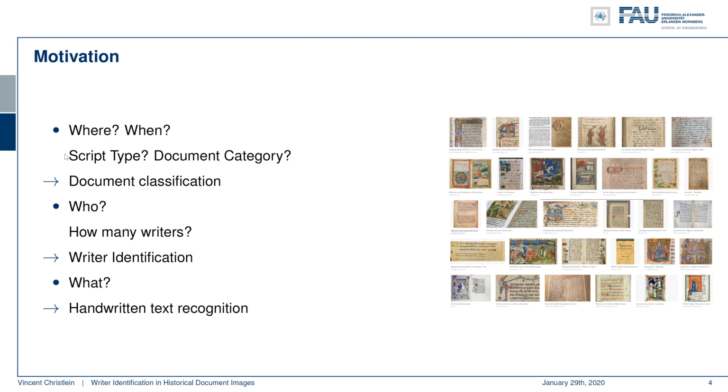From a computer perspective, we can put this in categories. Where or when something was written, and script type classification, fall into the category of supervised or unsupervised document classification. Who wrote it, or how many writers do we have, would be writer identification, and what is written is then handwritten text recognition. At my lab we now do everything, but I will mainly concentrate here on writer identification.